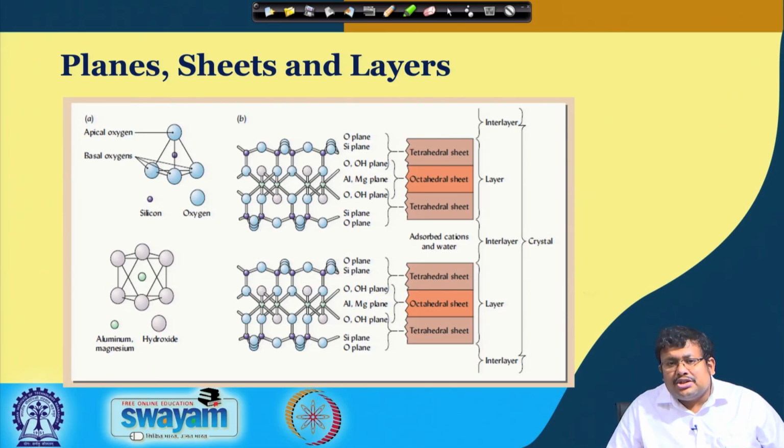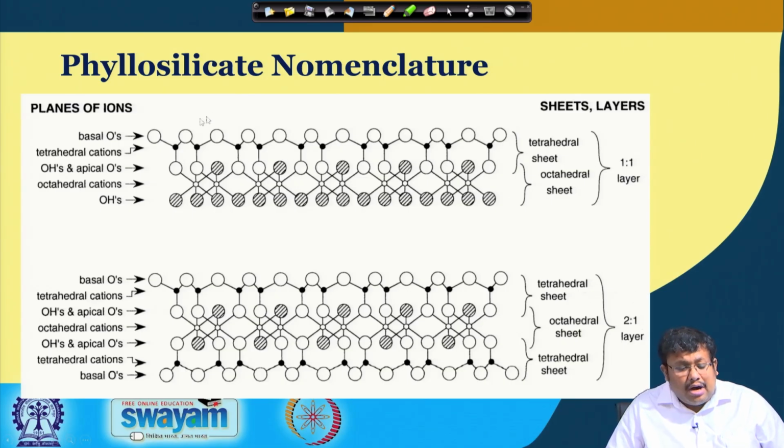Now, we call it 1:1 type when there will be one tetrahedral sheet and one octahedral sheet, it will be called a 1:1 type of clay mineral. However, since here the octahedral sheet is sandwiched between two tetrahedral sheets, it is known as the 2:1 type of clay mineral. So, phyllosilicates nomenclature, as I have just told you, is based on the number of tetrahedral sheets and octahedral sheets joined together. As you can see here, the 1:1 layer is composed of one tetrahedral sheet and one octahedral sheet, whereas the 2:1 layer is composed of one octahedral sheet sandwiched between two tetrahedral sheets.